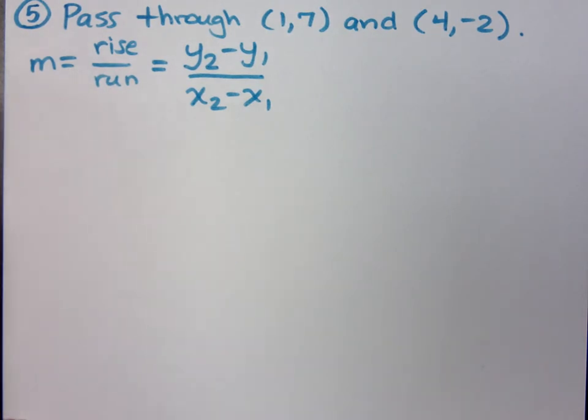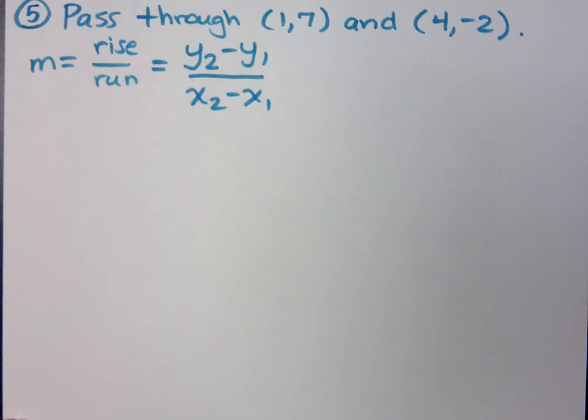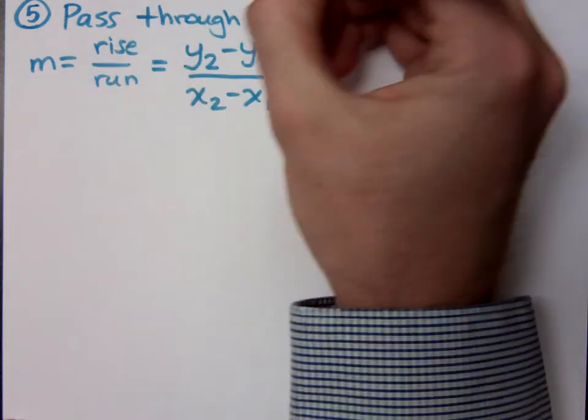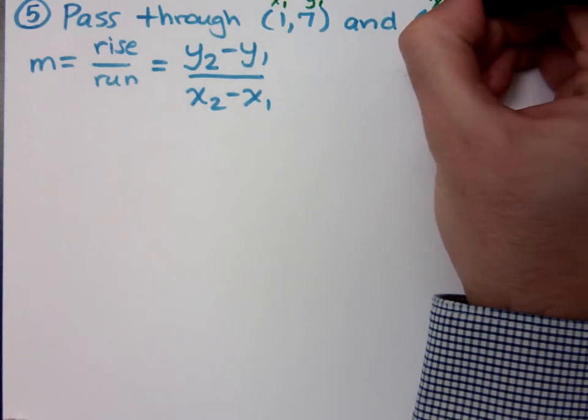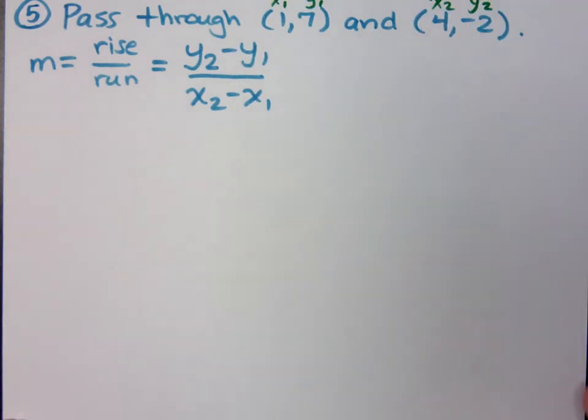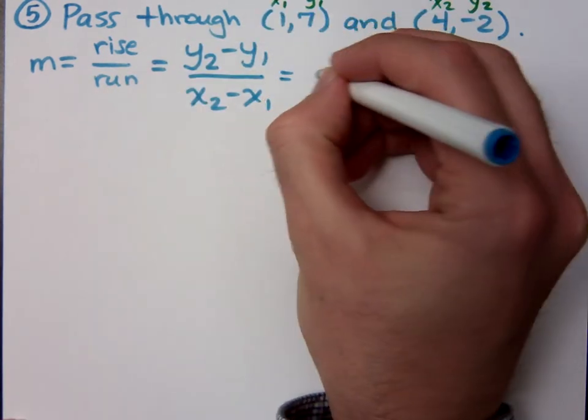Now, I don't care how you label these points because, frankly, it doesn't matter. If I'd given you this point first and then this point second, it doesn't matter. The slope between any two points on that particular line is always going to be the same. So if you want to call this one x1, y1, and this x2, y2, you can do that. So let's plug in and see what we get.